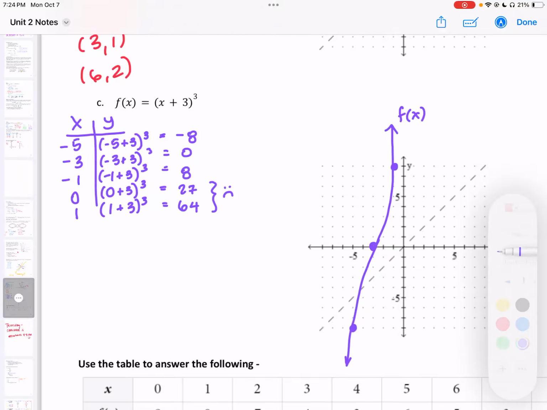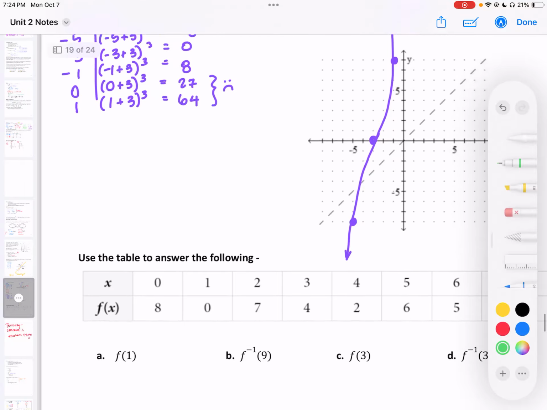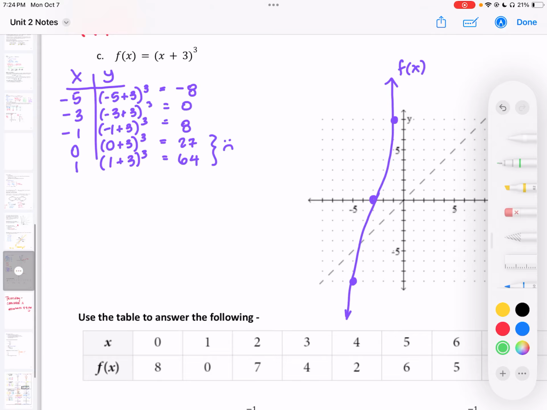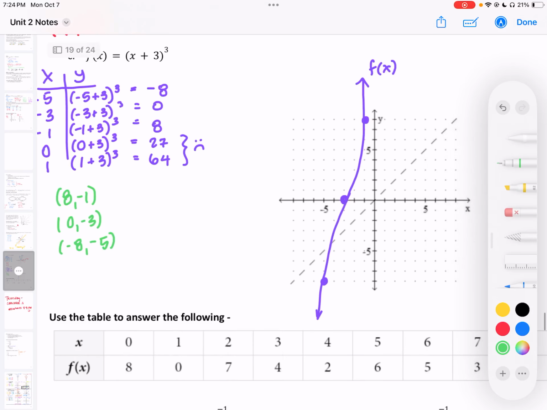Now, if I want to draw the inverse, I can simply just flip those numbers. So my inverse would be 8, -1, and 0, -3, and -8, -5. So here's a point, here's a point, and here is a point. And so that curve looks like this.